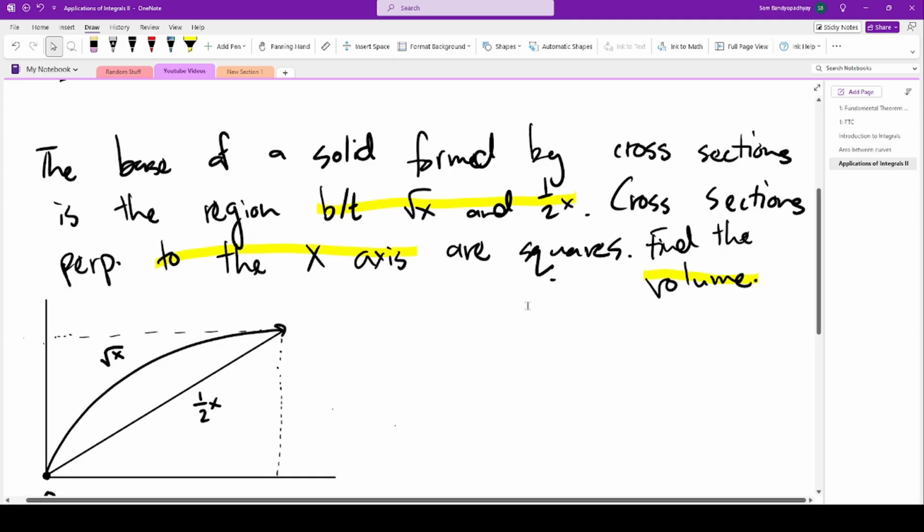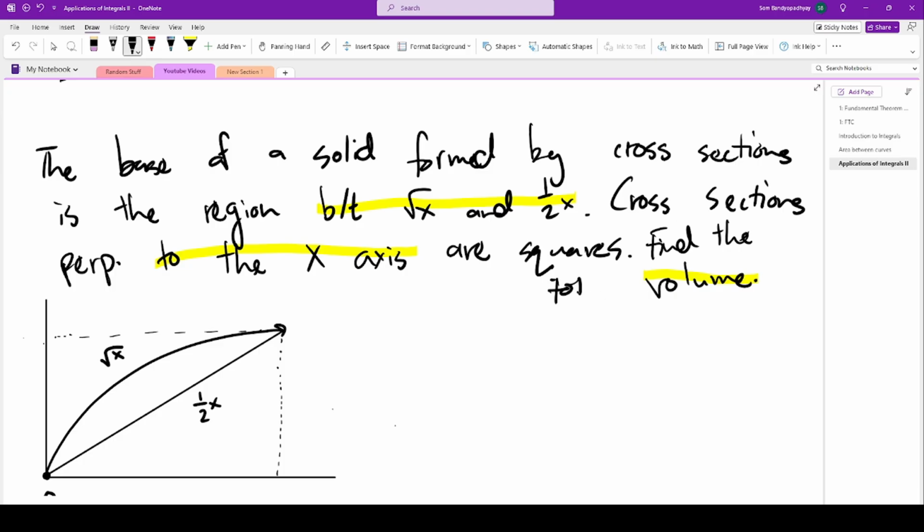Now let's look at an example here. The base of a solid formed by cross-sections is the region between root x and 1/2 x. Cross-sections perpendicular to the x-axis are squares. Find the total volume. Should have put total in there.